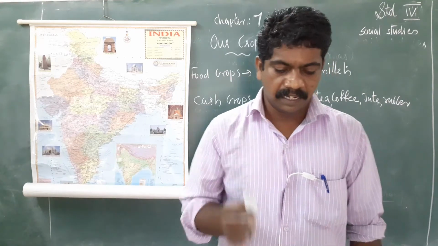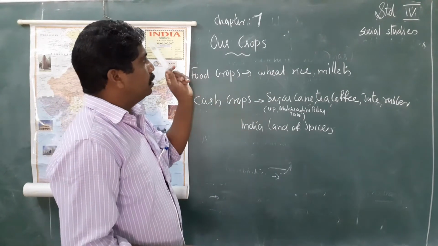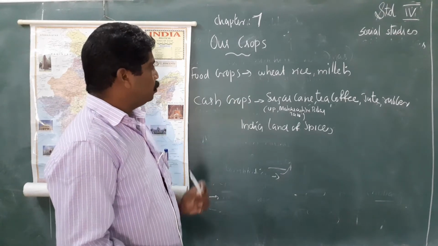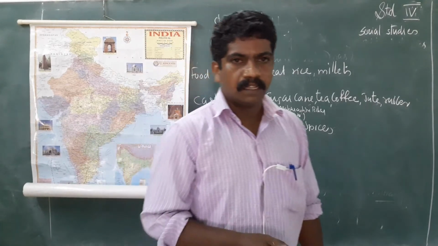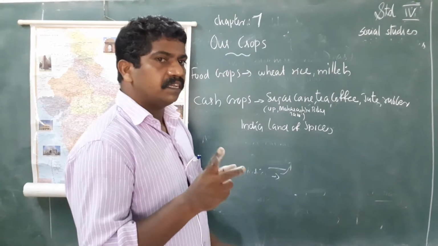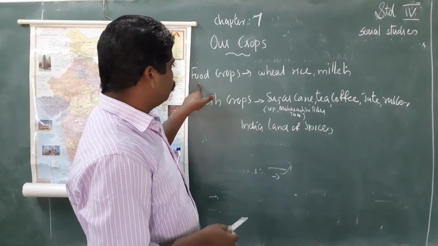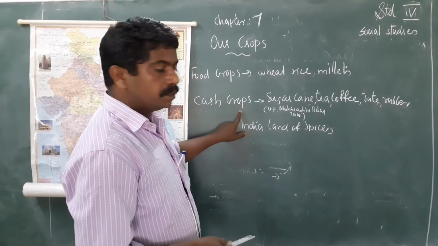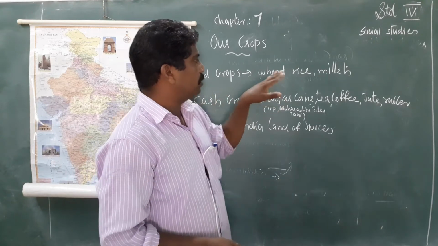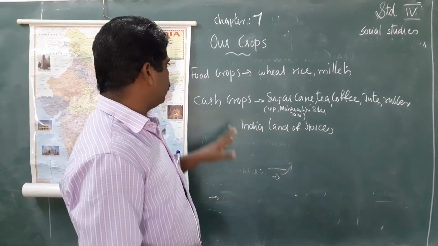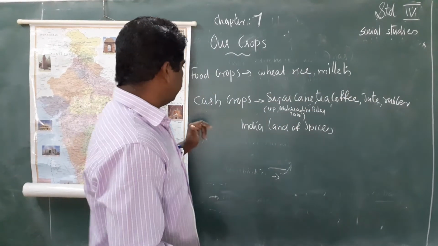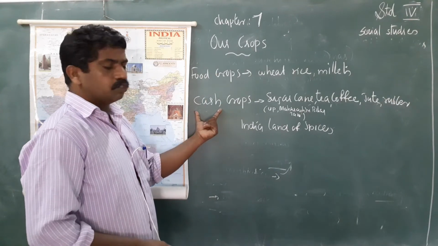So in this seventh chapter, we study different crops that we grow in India. In India, we produce two types of crops. First one, food crops. Second one, cash crops. Food crops are those that we use directly to eat. Examples are wheat, rice, millet.